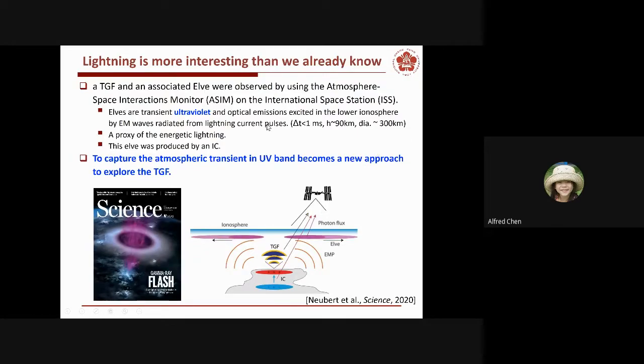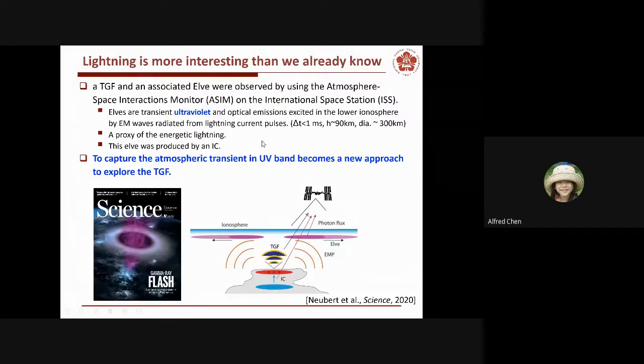So, according to the research, the ELF is a very good proxy of energetic lightning. That means the ELF will be generated by the top 7% of the energetic lightning. So this ELF was identified to be produced by an intercloud discharge.